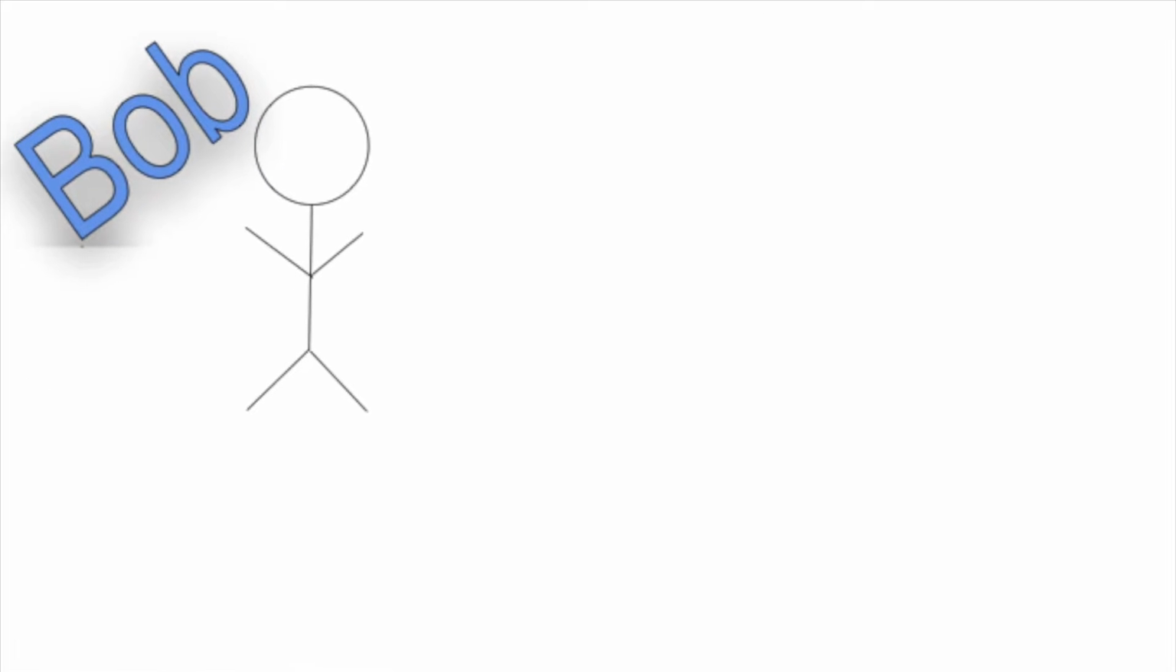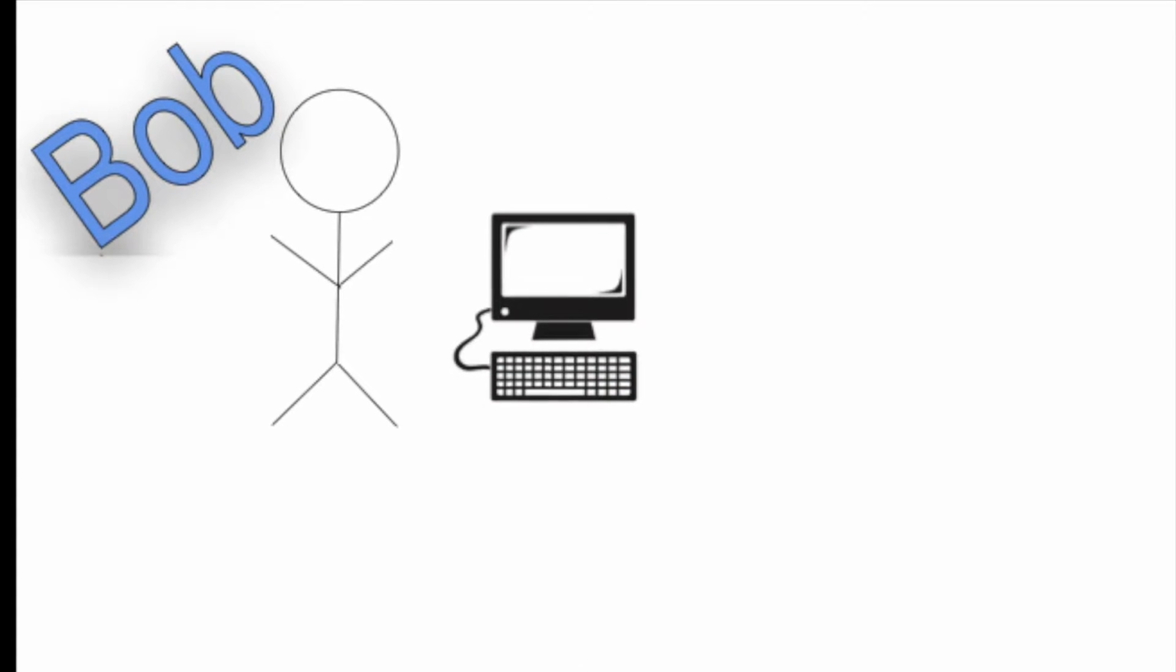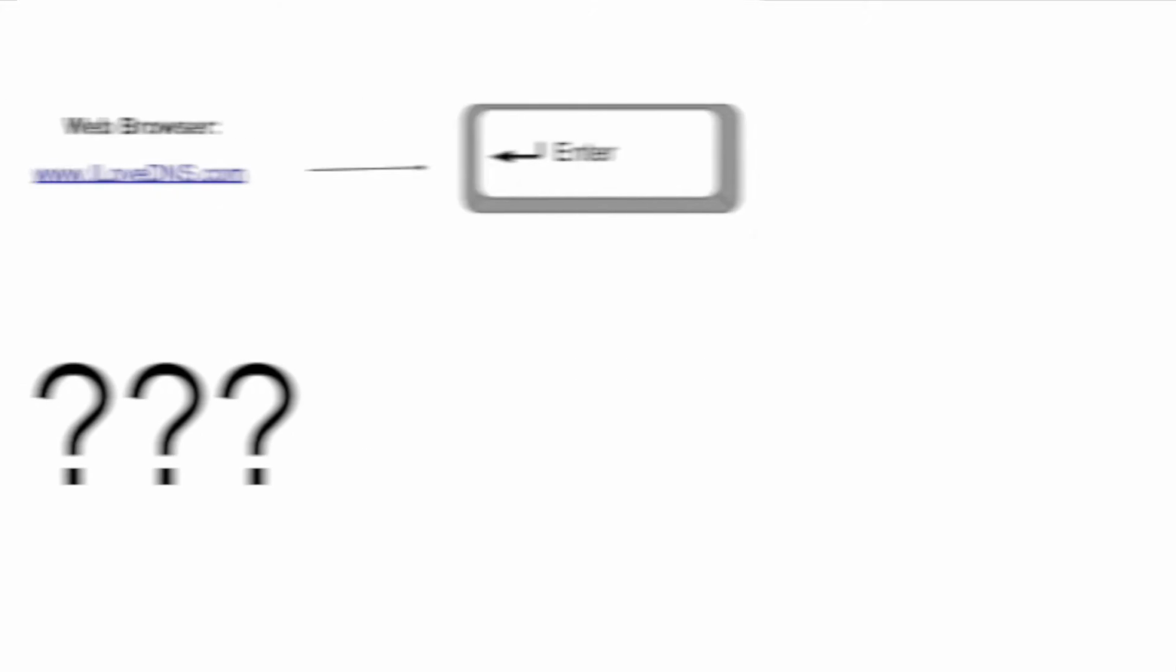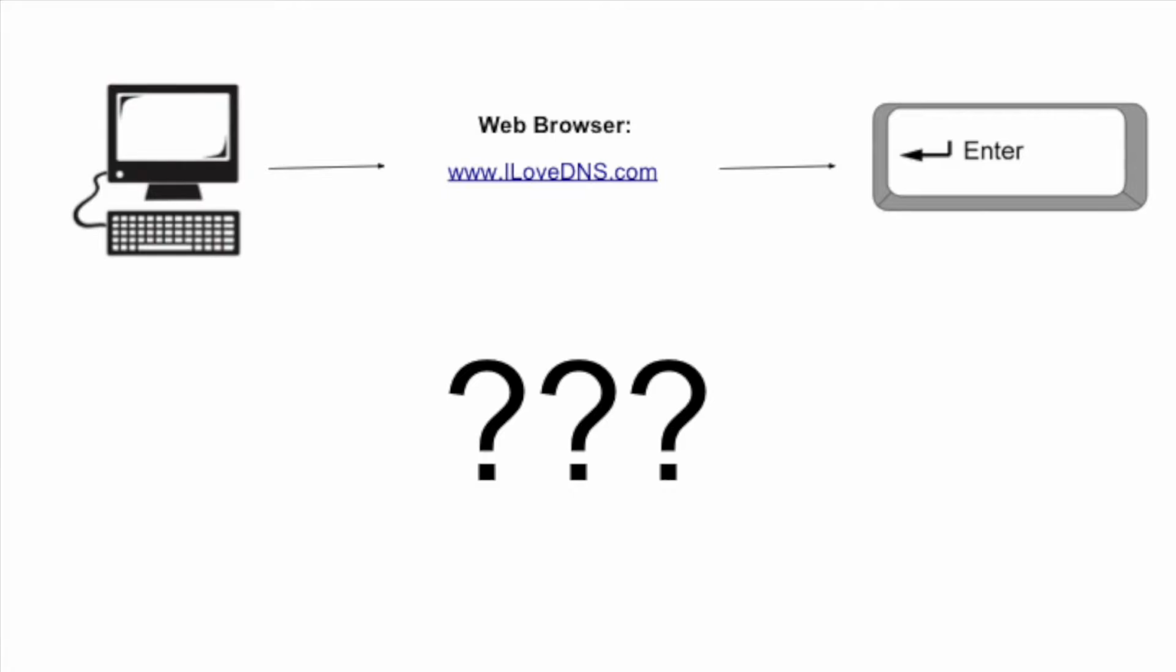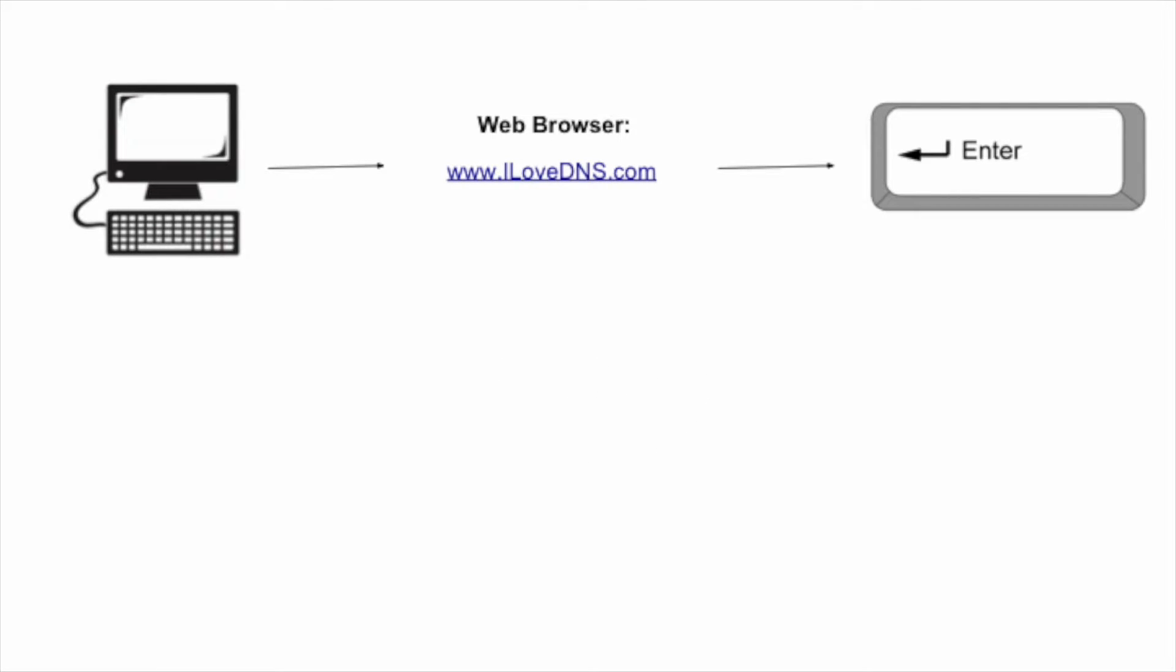To walk you through the DNS process, we'll use a friend as an example. Let us introduce our friend Bob. Bob is hanging out at home, browsing the internet. Bob starts to wonder what happens after I type in a web address and press enter. Well, Bob, after you type a URL into your search bar, DNS is used to get you to the location you want to go to on the internet.